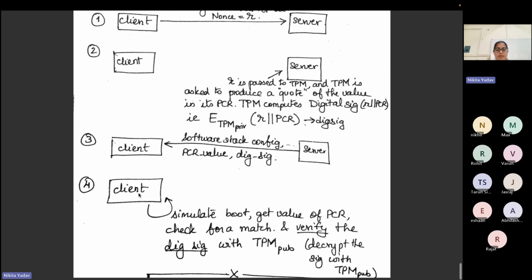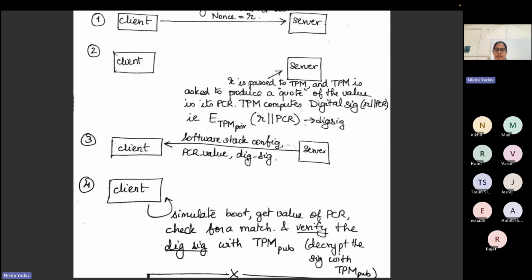Now, how will the client verify? The client is again going to simulate the boot, get the value of PCR, and check for a match. It takes this PCR value and checks for a match. If it matches, then it is going to verify the digital signature.